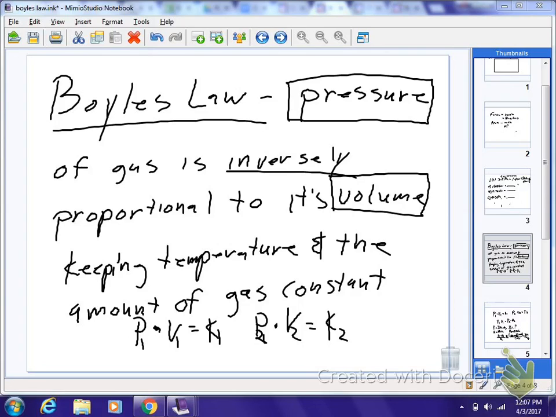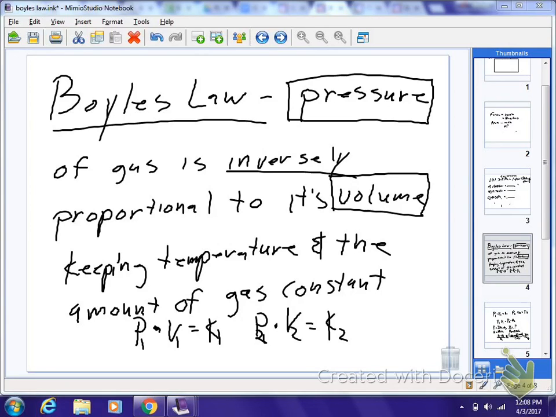Because we know the pressure inside is less than the pressure outside, and because the outside pressure pushes it back to the original pressure. Okay? So we're going to do a problem with this. It says pressure is inversely proportional to the volume if you keep the temperature and the amount of gas constant. If you take pressure times volume, you get constants that are consistently the same throughout the experiment.